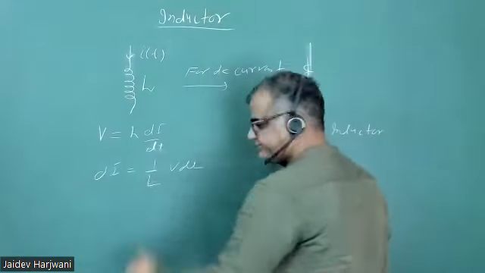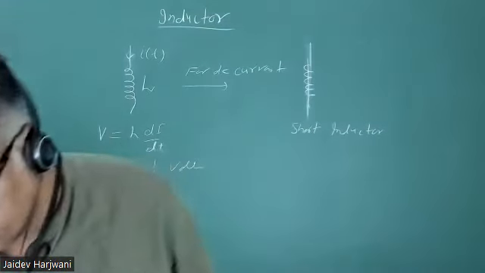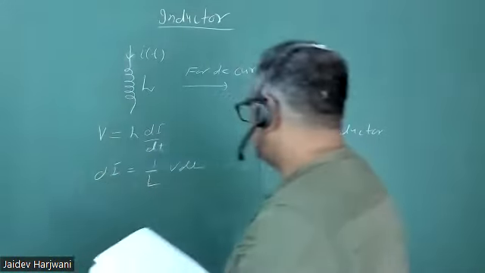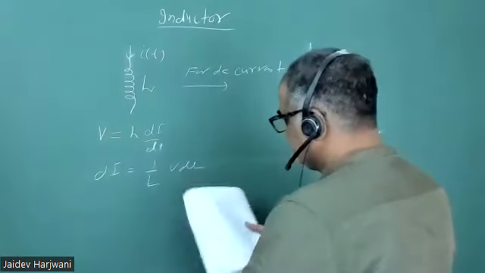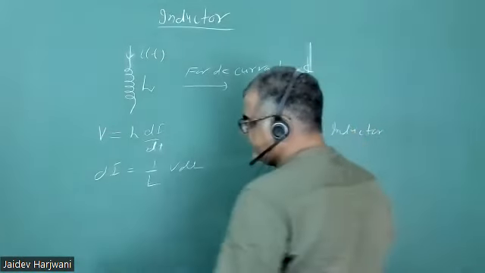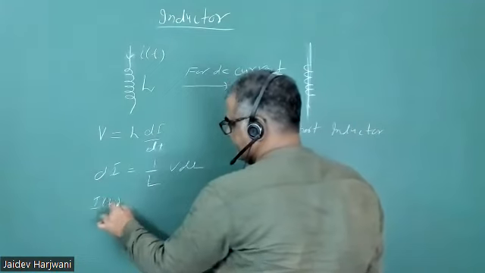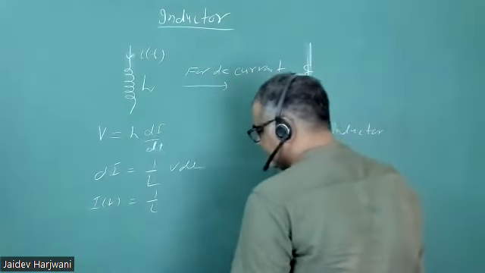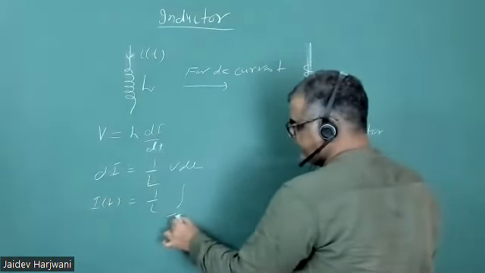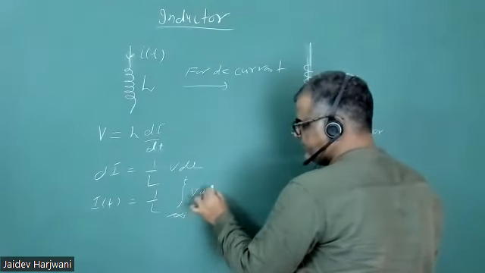Now, how will we write this? Solve this. If you want to find the current at time t, that will be 1 upon L, integral from minus infinity to t of v dt.